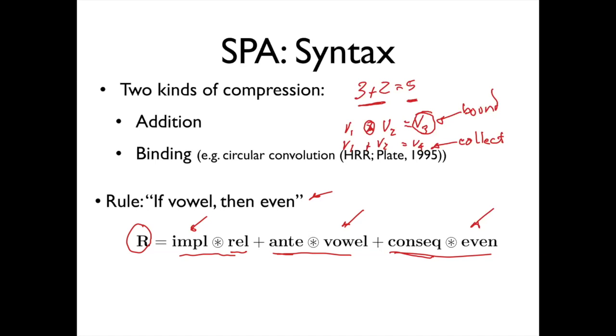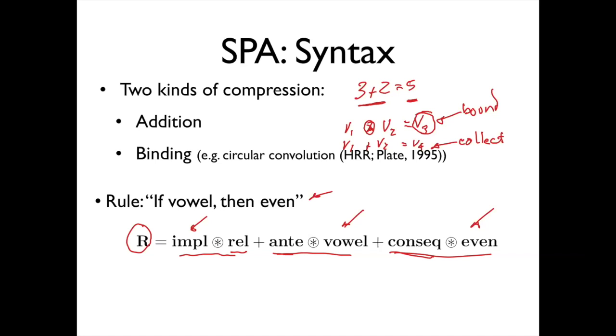Now, the reason we need two operators is because you can imagine if we just had plus, then essentially all of these things would get jumbled together and we wouldn't be able to tell if the antecedent was a vowel or if even was the antecedent. So if there's no way of differentiating summing from binding, or collecting from binding, then we can't have a distinction between which items go into which slots. So that's really what we're getting here when we have this kind of set of operators.